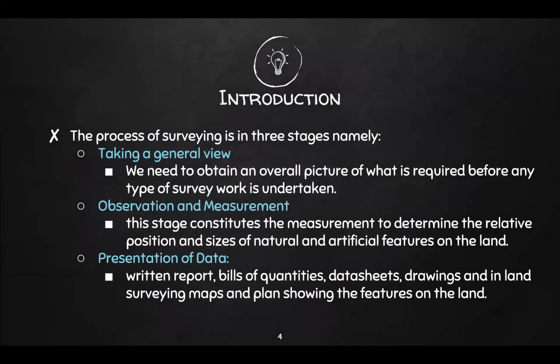Based on all of those definitions, the process of surveying is in three stages. First stage, taking a general view. We need to obtain an overall picture of what is required before any type of survey work is undertaken. For example, in land surveying, which is what we're usually doing, this is achieved during the reconnaissance study. The second stage is observation and measurement. This stage constitutes the measurement to determine the relative position and sizes of natural and artificial features on the land. That's already staking out what your area is or figuring out what your lot looks like.